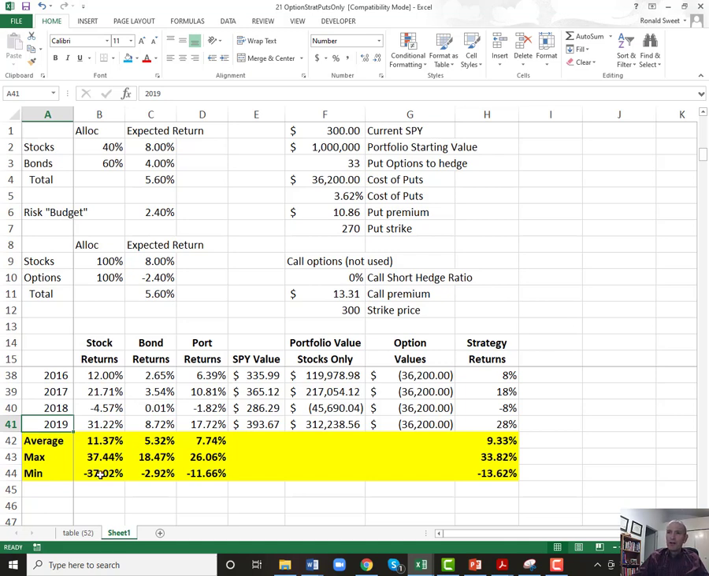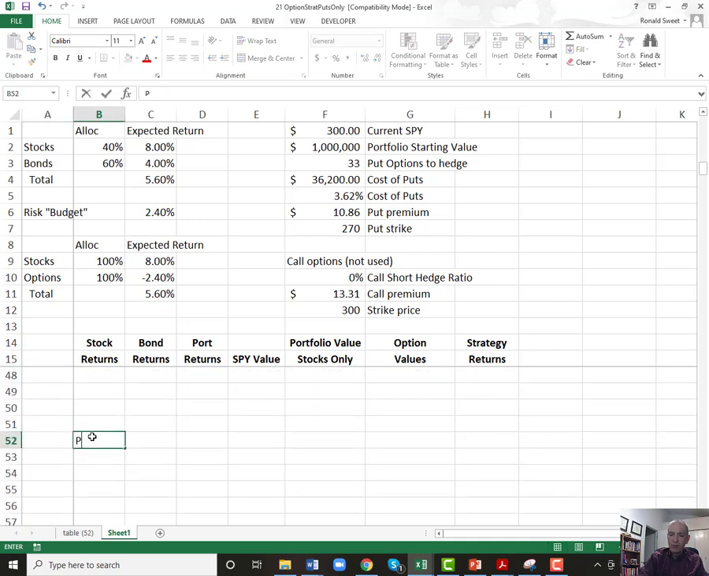So what we're going to do here is talk about what's called a protective put portfolio. What a protective put portfolio is, you own stocks. Here we're just going to do U.S. stocks, 100%, and you hedge that risk with put options. So how do put options work? If you haven't seen put options, a put option is a contract that you enter into which says you have the right to sell something at a given price.